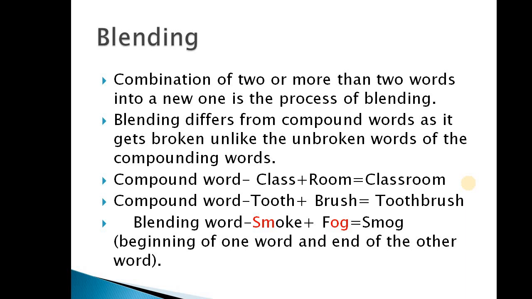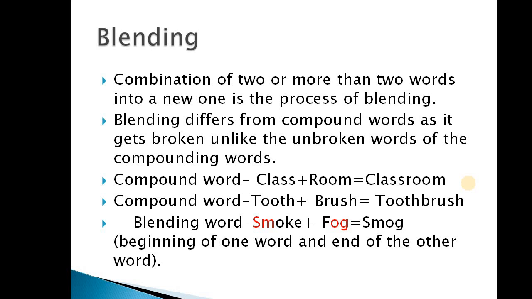So here again, coming back to the second point of this slide, blending differs from compound words as it gets broken. So here blending has an element of breaking the words into pieces. Smoke is one word and fog is another word, and now if you blend these two words, what comes out is smog. Okay, so how does it happen?